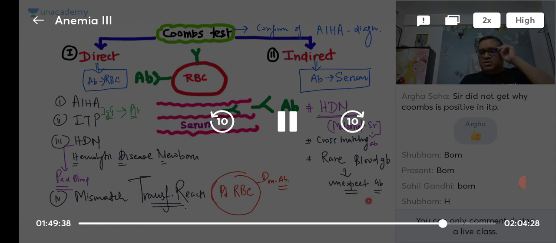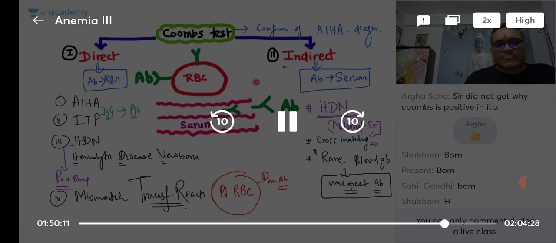The technician will come to you and say, sir, a sample has come which is anti-A positive, anti-B also positive, and there is one more unnecessary antibody coming. Then by Coombs test we identify that this is the unexpected antibody, and definitely it is a rare blood group. That is the significance of the indirect Coombs test. So now I think immunohemolytic anemia is clear to all of you. Very important and very good.